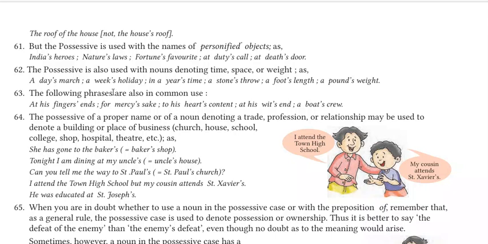The following phrases are also in common use: at his finger's end, for mercy's sake, to his heart's content, at his wit's end, and a boat's screw.